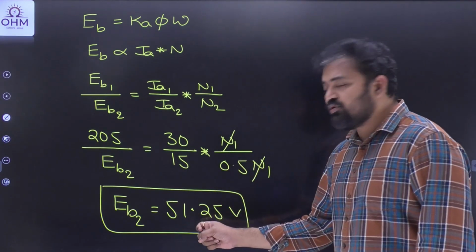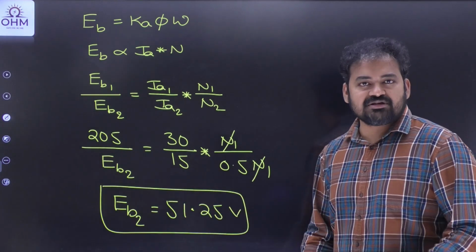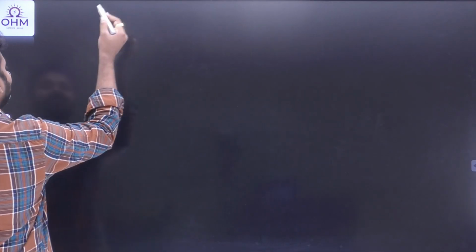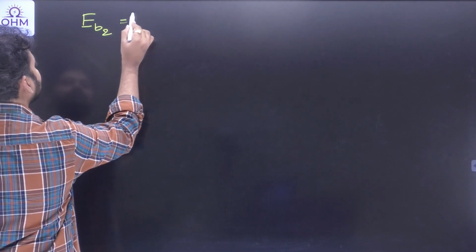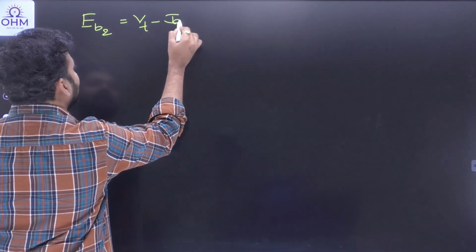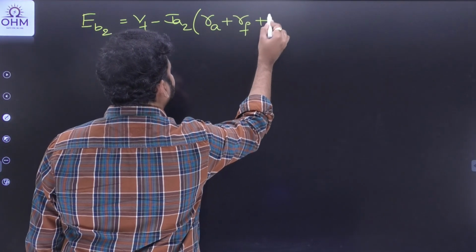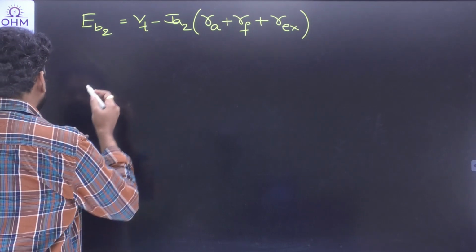By using this new back EMF, write the KVL equation so that you can calculate the extra resistance added. Okay, let me go to the next page. After adding extra resistance, what is the new back EMF? EB2 is equal to VT minus IA2 into (RA plus RF). Now the extra resistance is also added. What is the new back EMF we got?